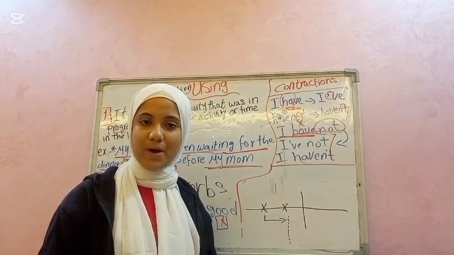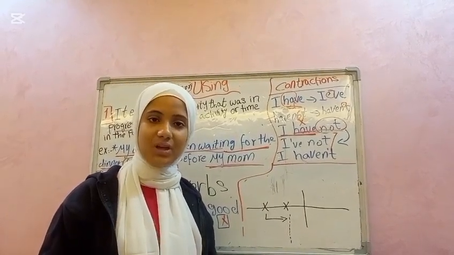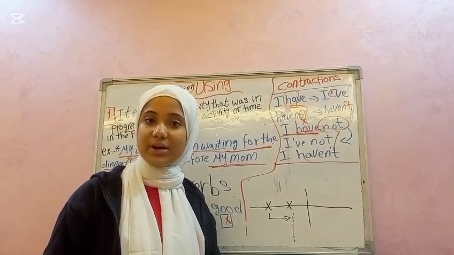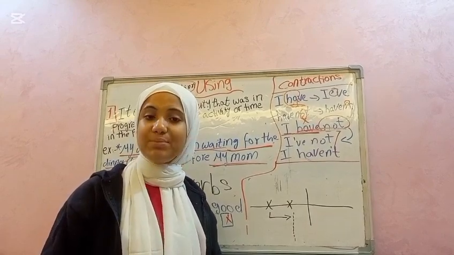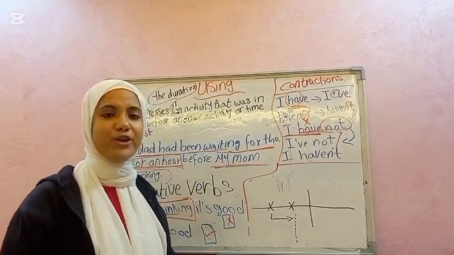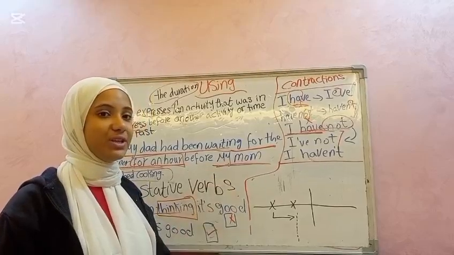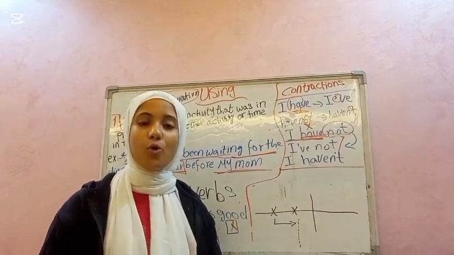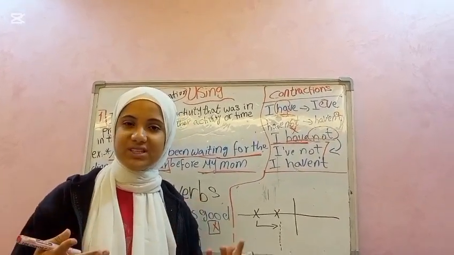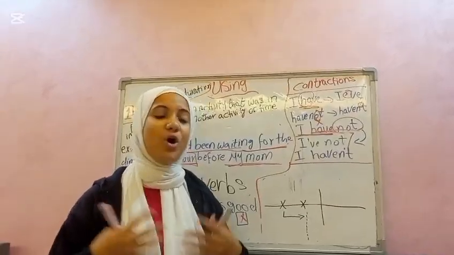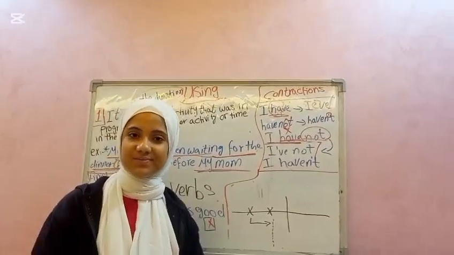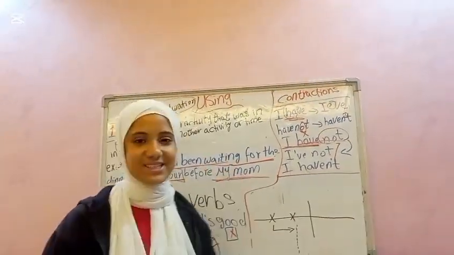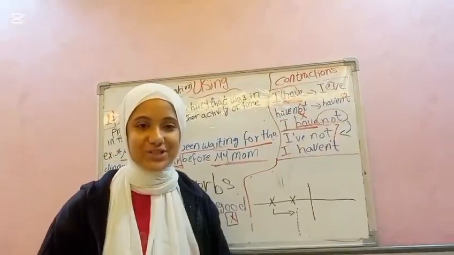The form of the past perfect progressive tense. I had been done. He had been done. It had been done. We had been done. They had been done. And you had been done. We use the past perfect progressive tense to express or emphasize the duration of an activity that was in progress before another activity or time in the past. And remember, we can't use the stative verb with progressive tenses. And these are the contractions.